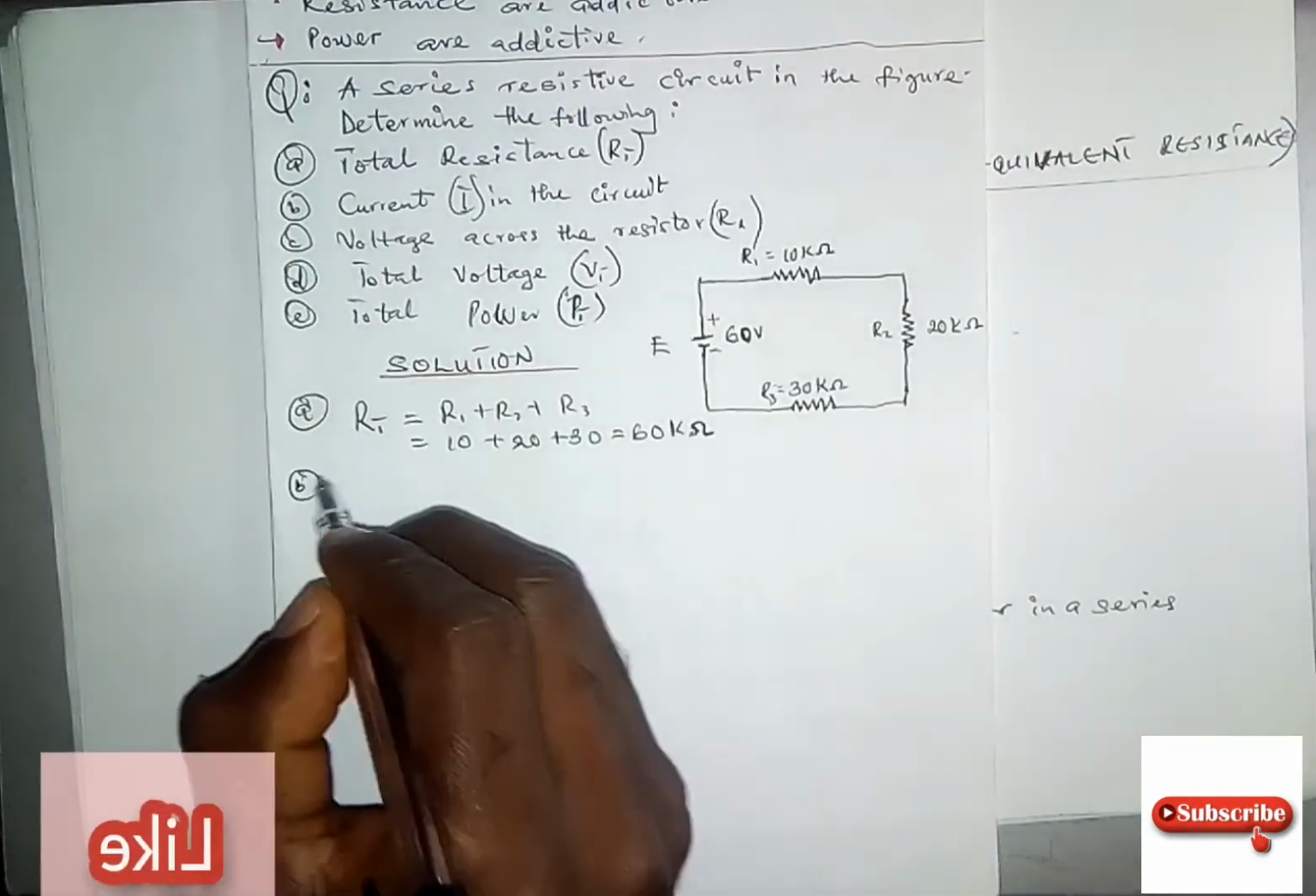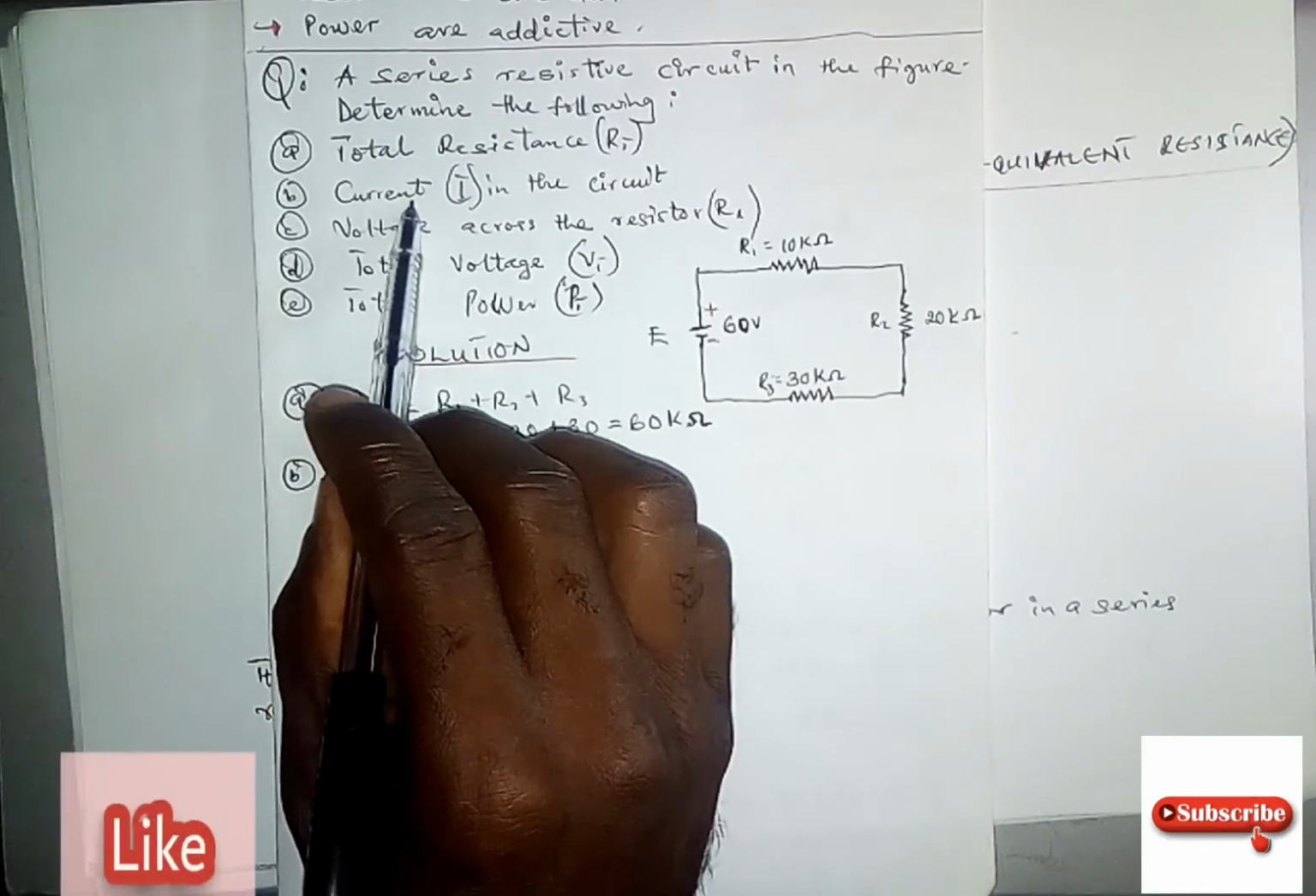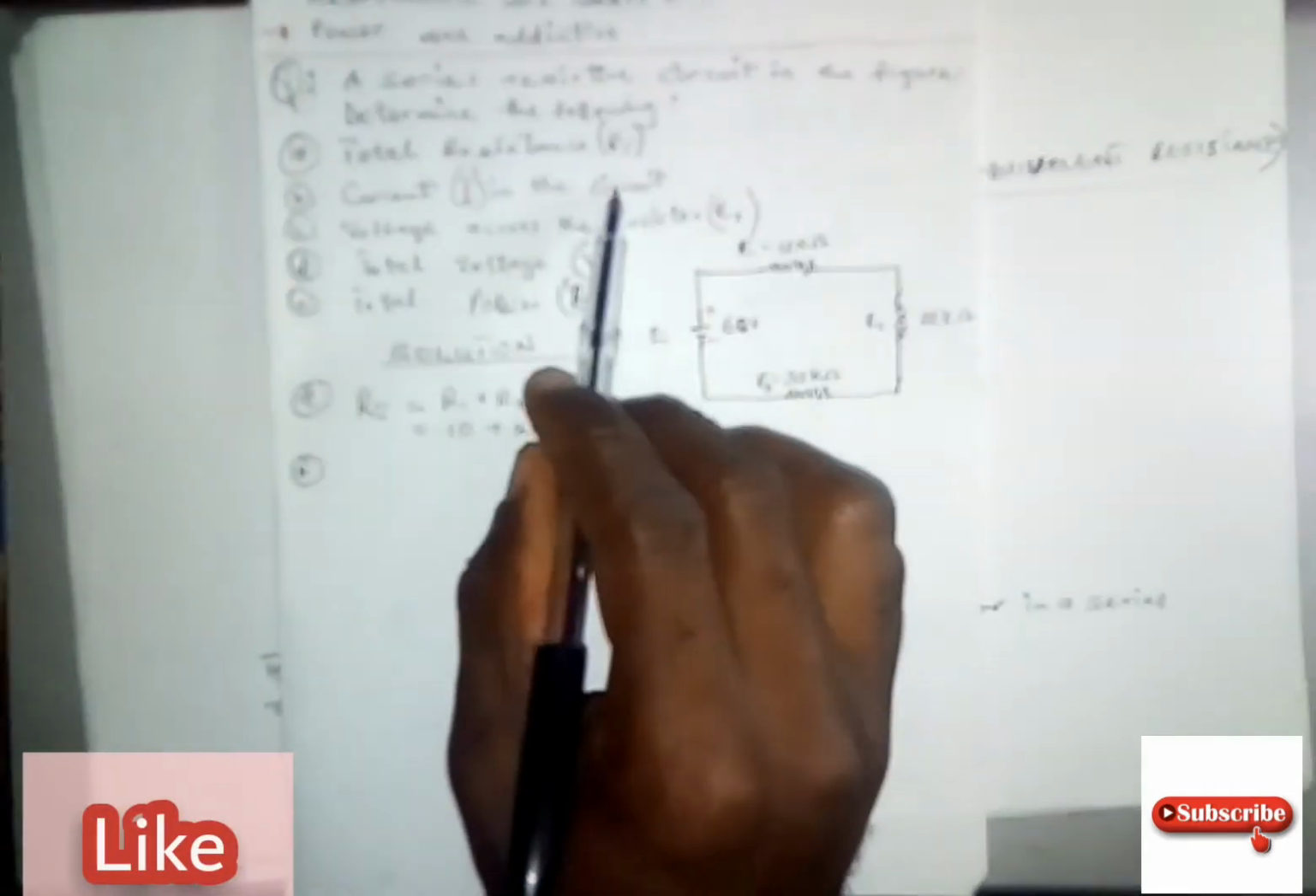So the question B there: we have been told to find the current in the circuit.